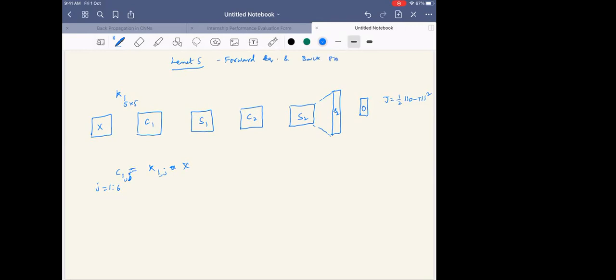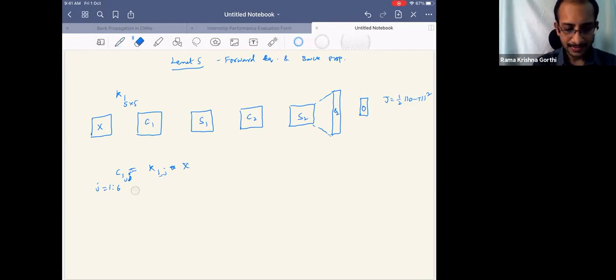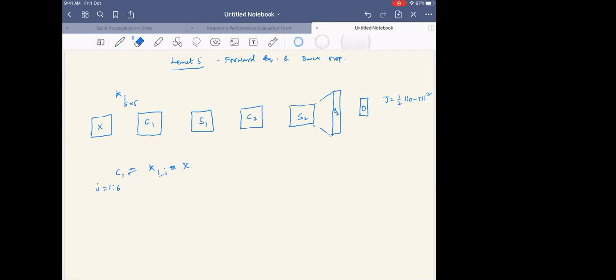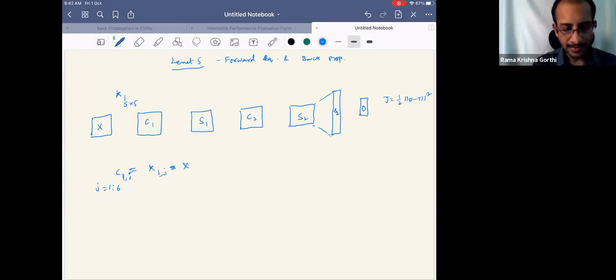There's no summation. Summation is there or not there? Not there. No, because we want to get different output maps here. Right. Okay. So now after this, what we have, but is there something missing here?